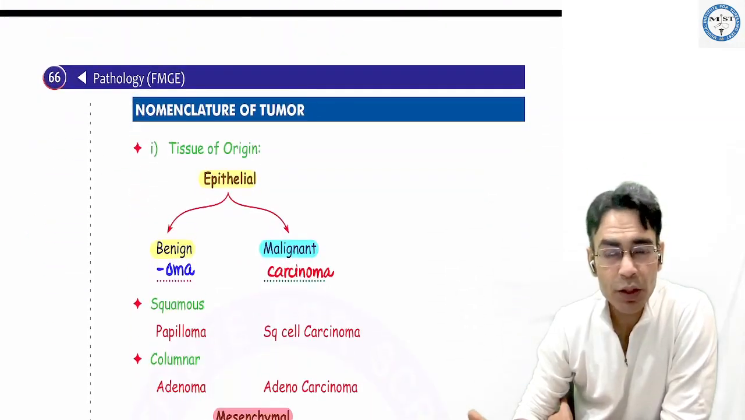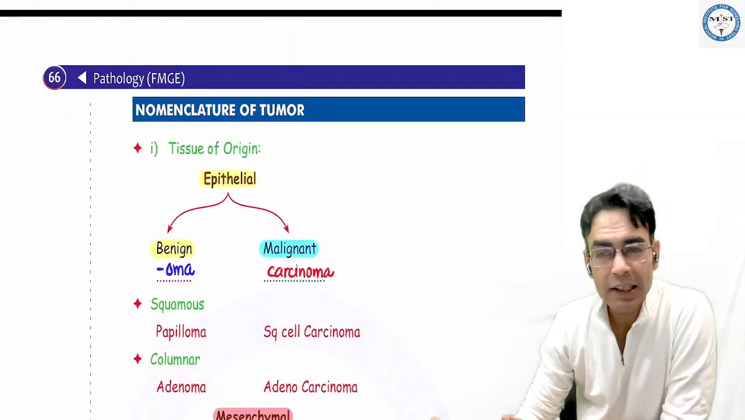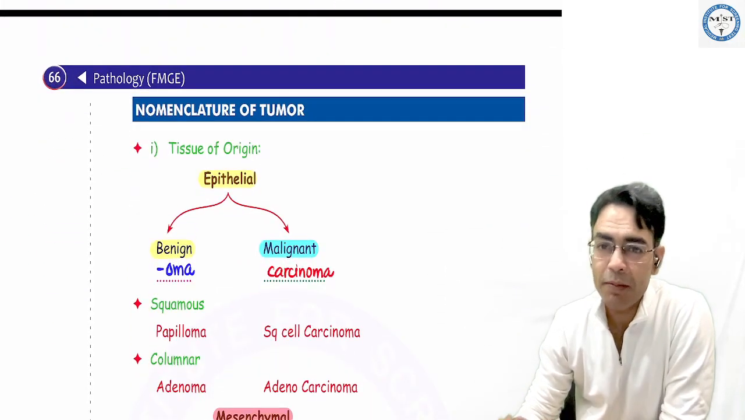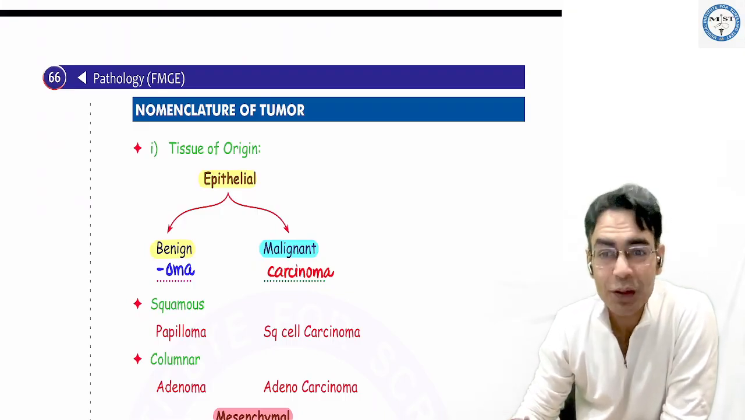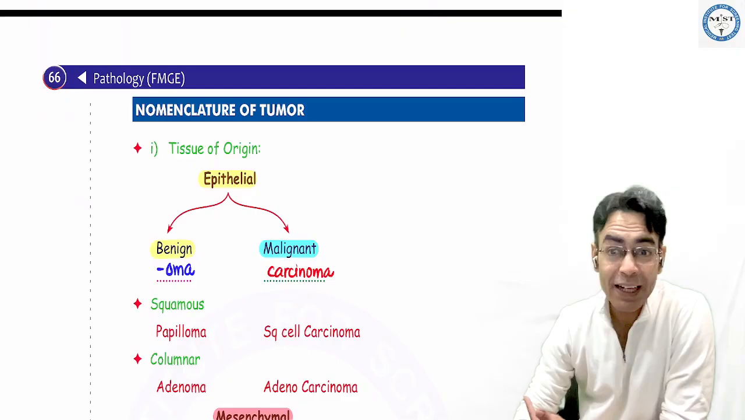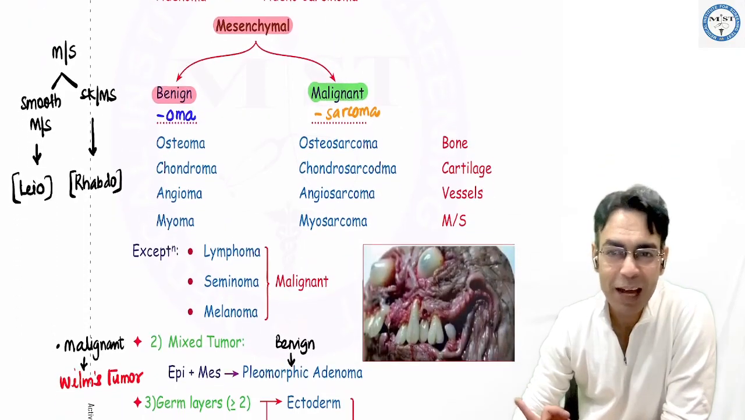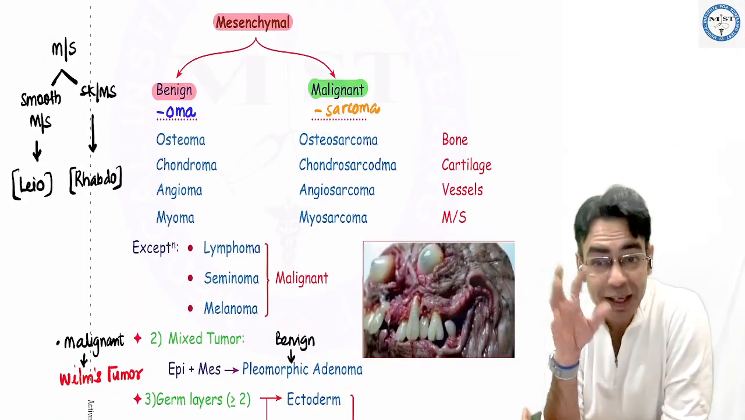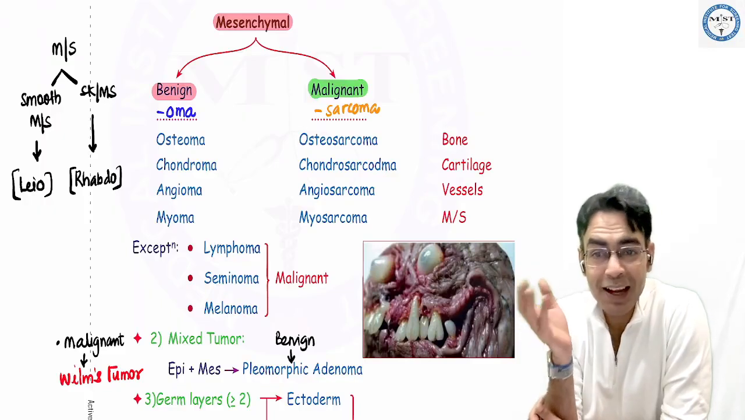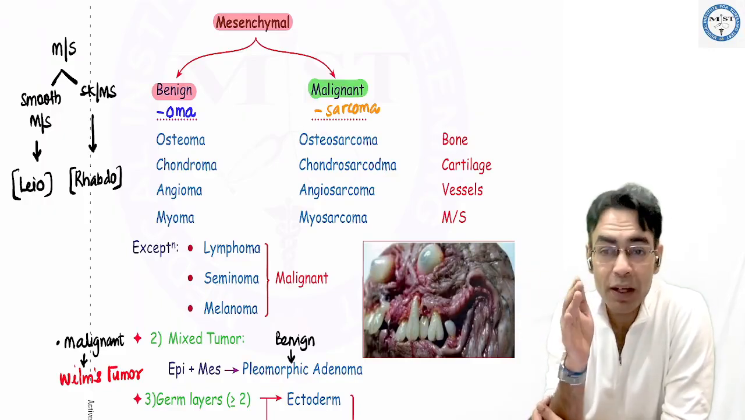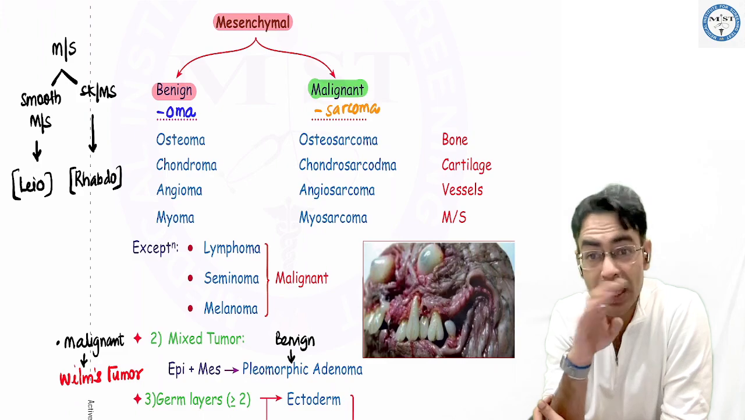Now, nomenclature of a tumor: epithelial or mesenchymal, benign or malignant. In benign, the suffix is always going to be oma, and for malignant the suffix is carcinoma if it is epithelial malignant, and sarcoma if it is mesenchymal malignant. If a tumor is a mixed tumor, you can have pleomorphic adenoma, which is a benign tumor, and Wilms tumor if it is a malignant mixed tumor.